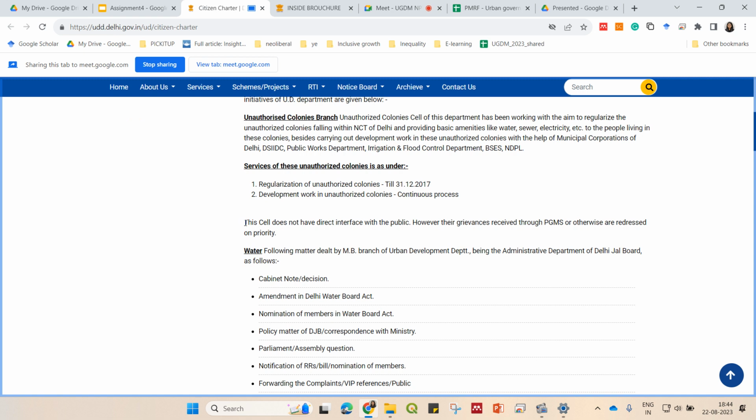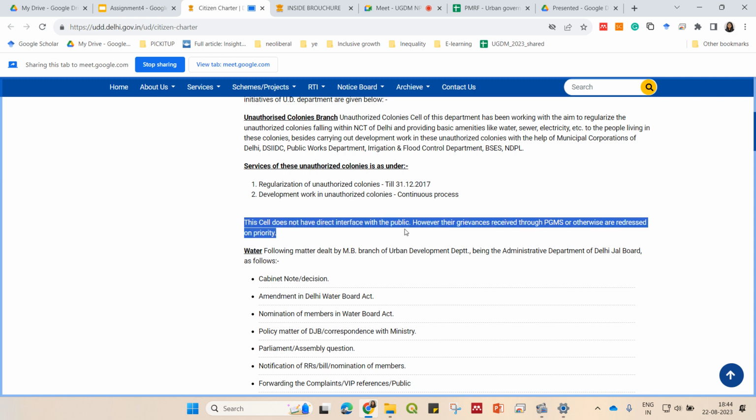Then again, they have mentioned that this cell does not have a direct interface with the public, so there is no scope for the public directly giving feedback or expressing their grievances.